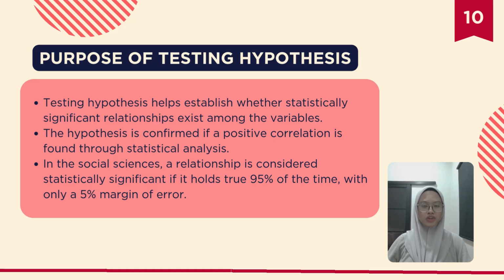Moving on to the purpose of hypothesis testing. Testing hypotheses helps establish whether statistically significant relationships exist among the variables. The hypothesis is confirmed if a positive correlation is found through statistical analysis, by measuring both variables and checking for statistical correlation. To call a relationship statistically significant, the significance level needs to be confident at 95 times out of 100. The observed relationship will hold true, with only a 5% chance of error or not being detected.